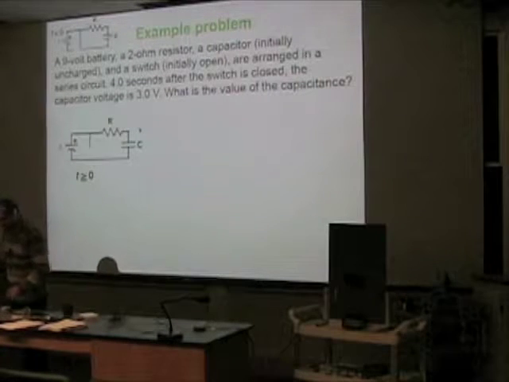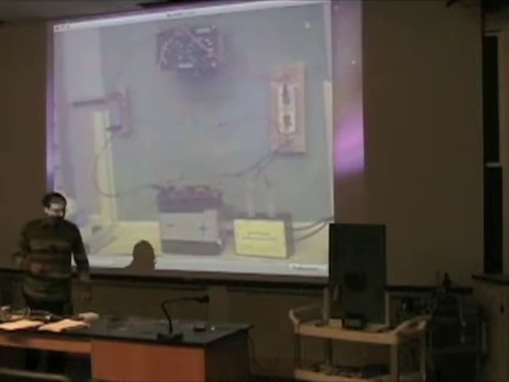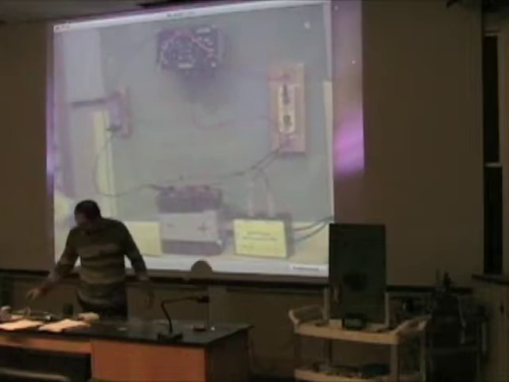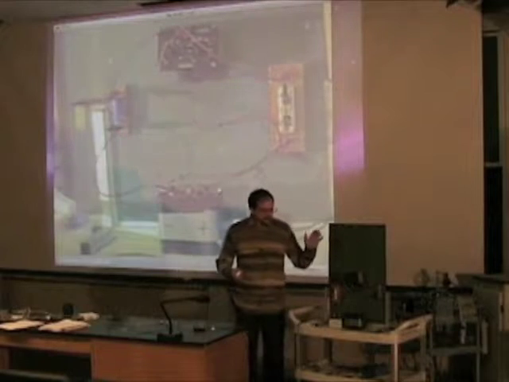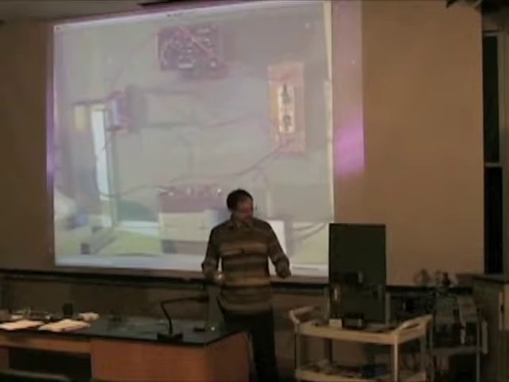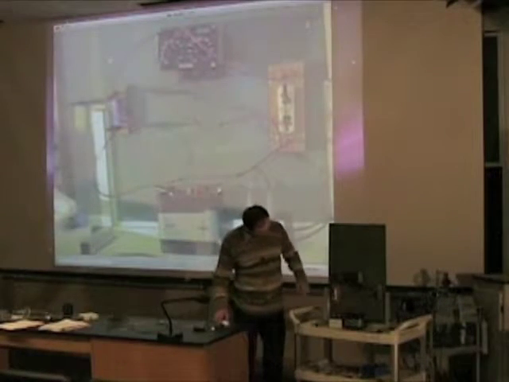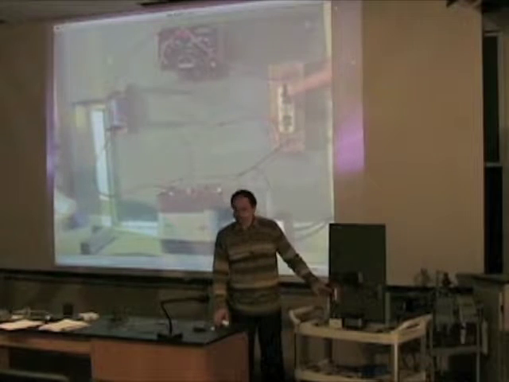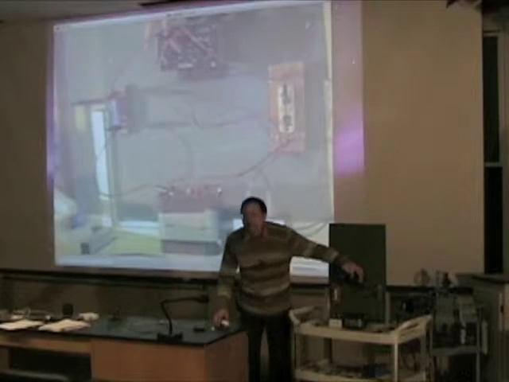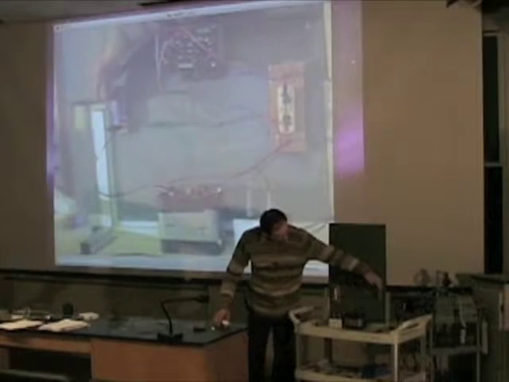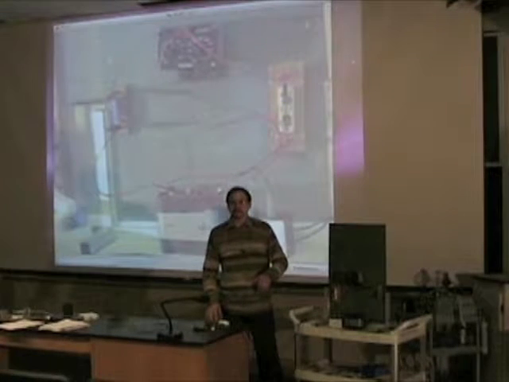Before we actually do this example, let's take a look at the experiment. Not sure if it helps, but what we have here is a simple circuit. There is a battery, the switch, which is closed, and the resistor, 10,000 ohms, and the capacitor. And now the circuit is closed, which means the capacitor is charged.